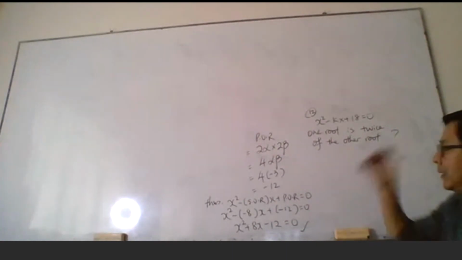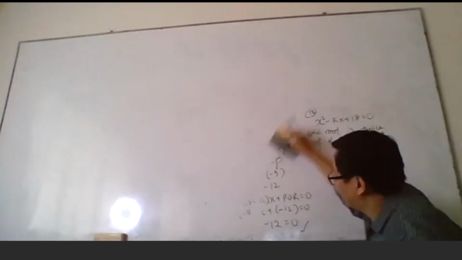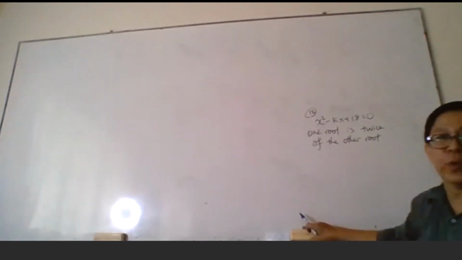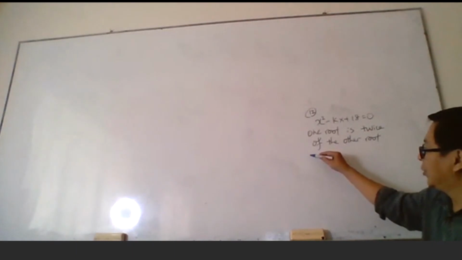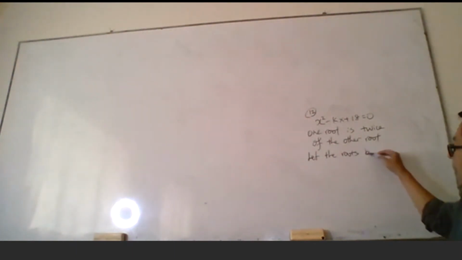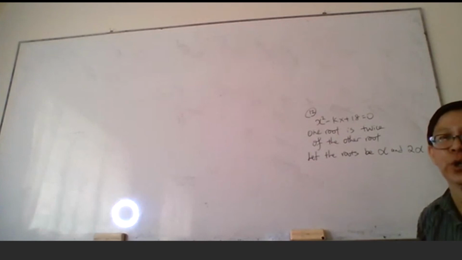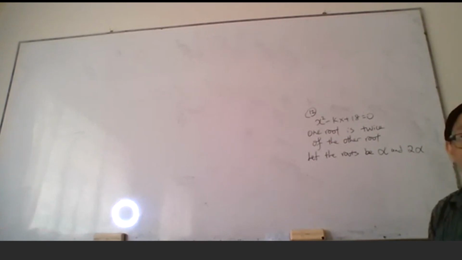So what does that mean? Then in this case, we can let the roots be alpha and 2 alpha. If you don't like alpha and 2 alpha, of course, you can change to beta and 2 beta as well. It's up to you.